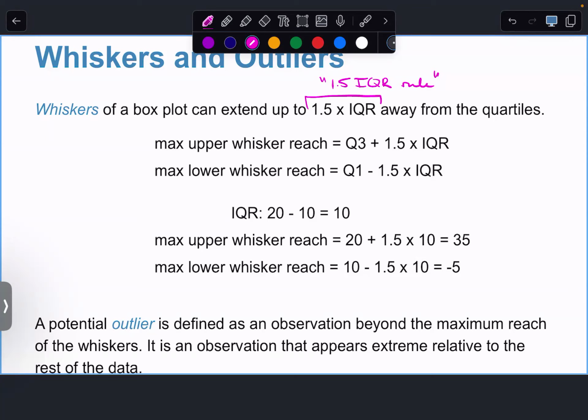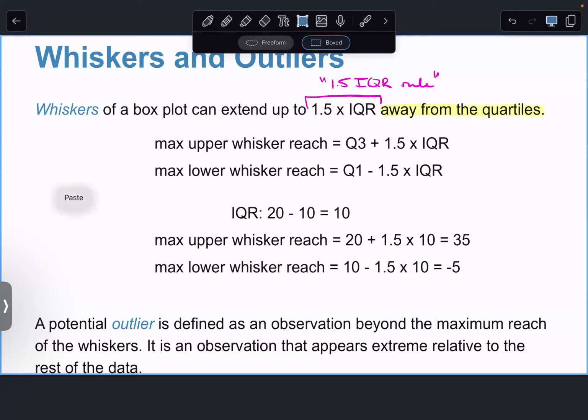But we use 1.5. So the 1.5 IQR rule says that these whiskers, which also determine if there's an outlier, are allowed to extend up to 1.5 times the interquartile range away from the quartiles. Away from the quartiles is the tricky part. The upper whisker is allowed to go from Q3 up by 1.5 times the interquartile range.